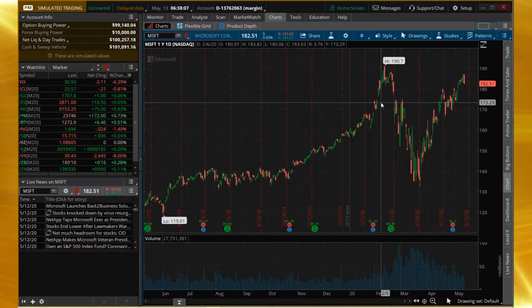And for this trade, we're going to be using a vertical. Going to pick a direction, but instead of the usual short vertical, we're going to go long. We're going to do a long put vertical in Microsoft.